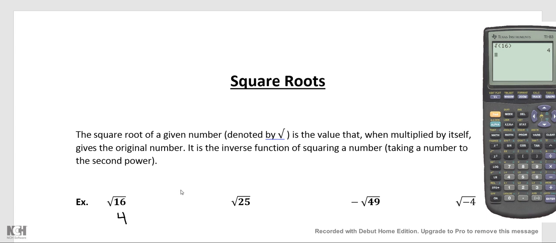So most of these are pretty straightforward. Square root of 25, what number to the second power gives you 25? We could use the calculator, but quick mental math, 5 times 5 is 25, so the square root of 25 is 5.